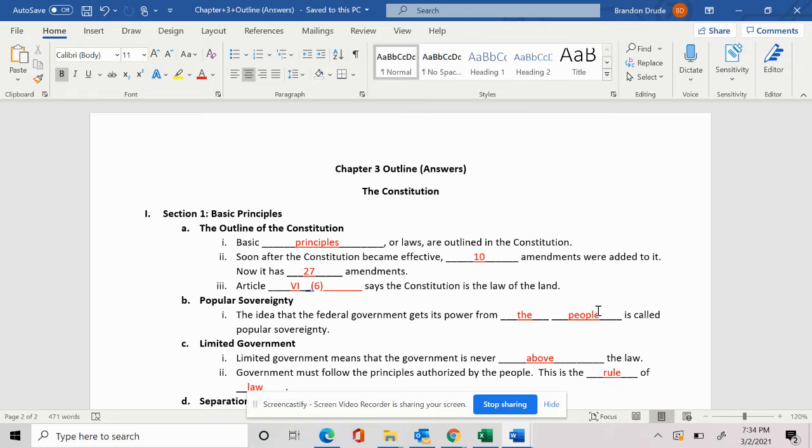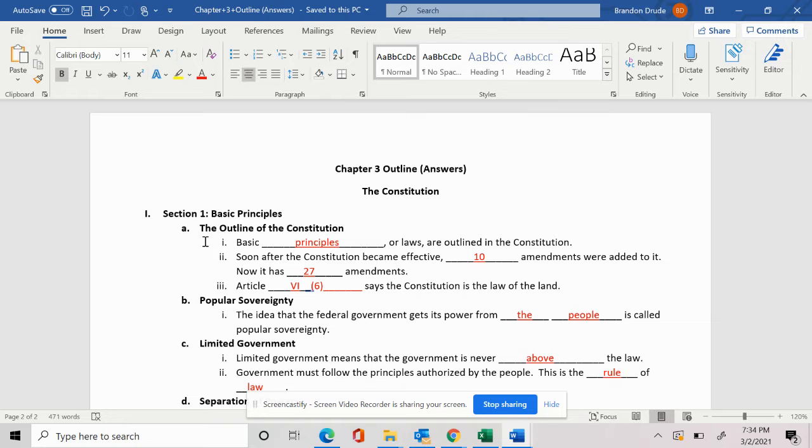So, in this video, I'm going to go over the Chapter 3 outline. In Chapter 2, we finished that and we talked about how we got rid of the Articles of Confederation, and now that we have a Constitution. So, what is the Constitution? Well, that's what Chapter 3 is going to discuss. So, in Section 1, it starts off by talking about what the Constitution is.